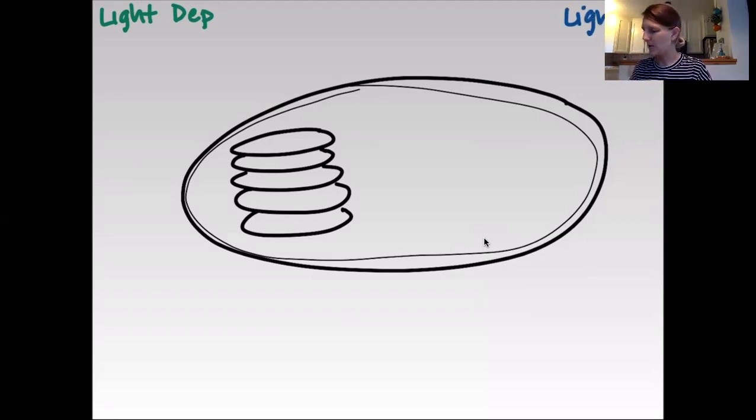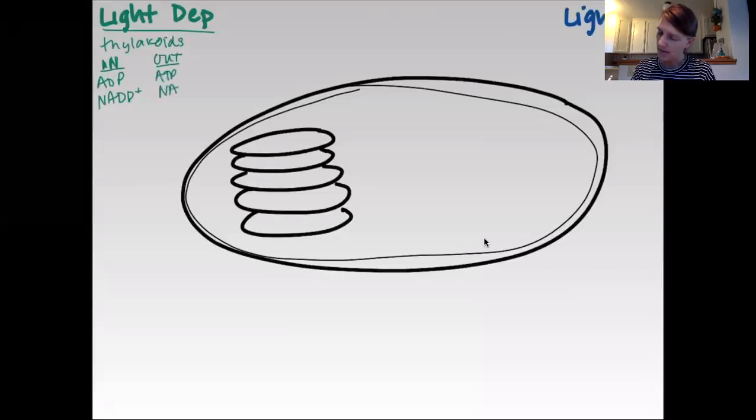The light dependent reactions are going to occur in the thylakoids. We are going to have the inputs be ADP and NADP plus, and we're going to see what comes out. We're going to have ATP and NADPH, right? But think, what else comes in? We're also going to have sun. We're also going to have water, right? And we're going to get oxygen out as well.